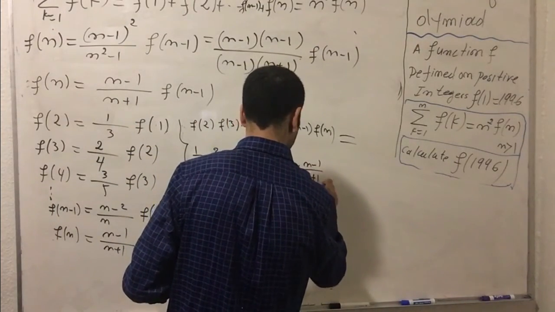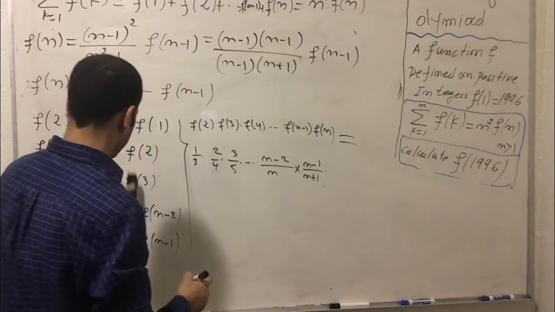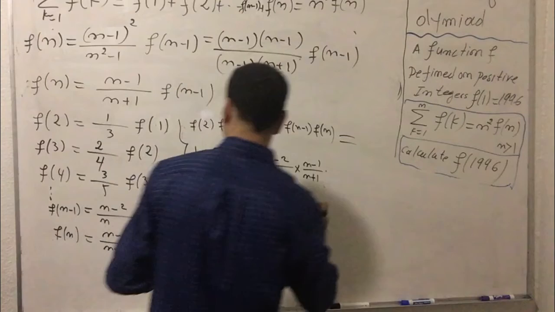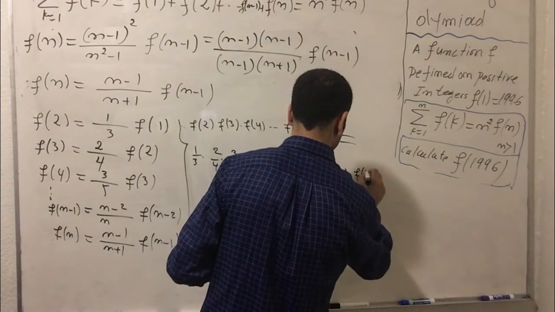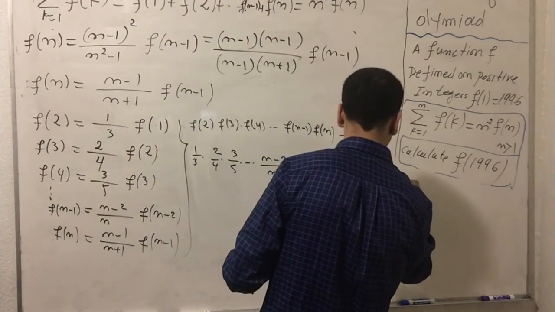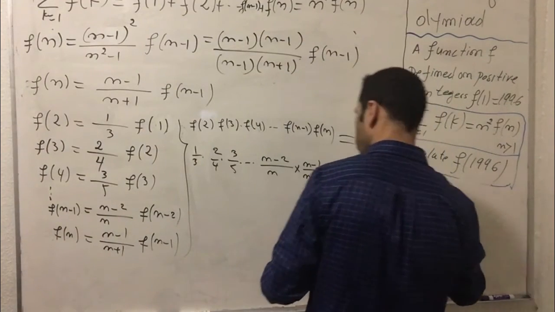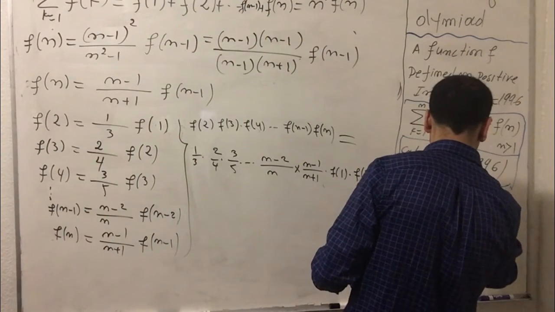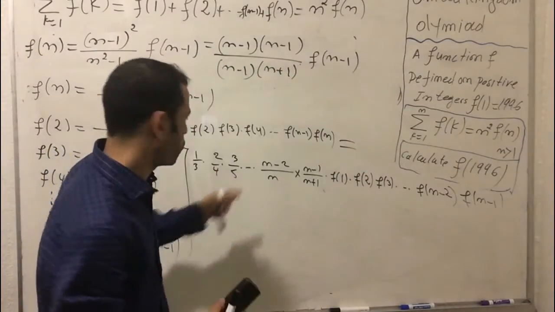n plus 1, and then multiplied by the output of these terms, which is f of 1 multiplied by f of 2 multiplied by f of 3 and all the way down to f of n minus 2 multiplied by f of n minus 1. What I'm going to do now is simplify this expression.